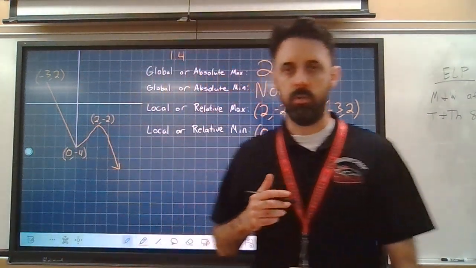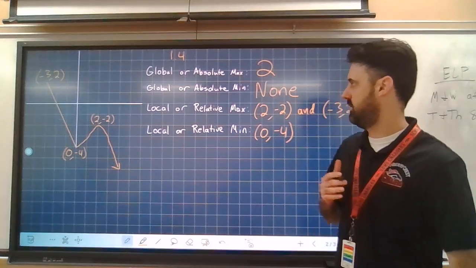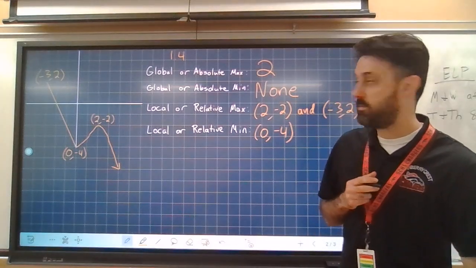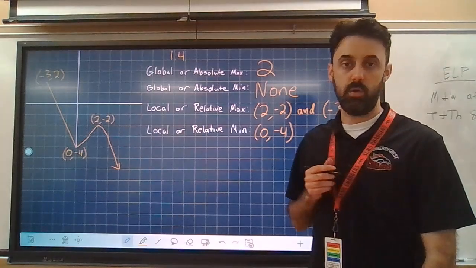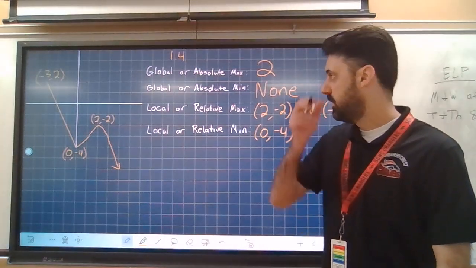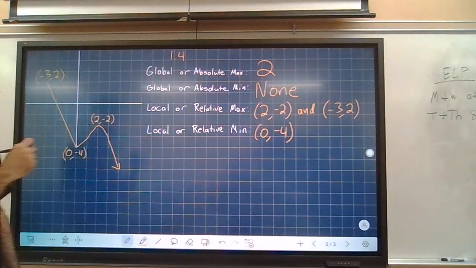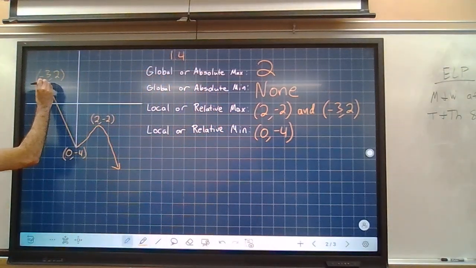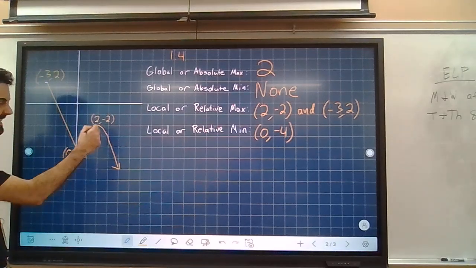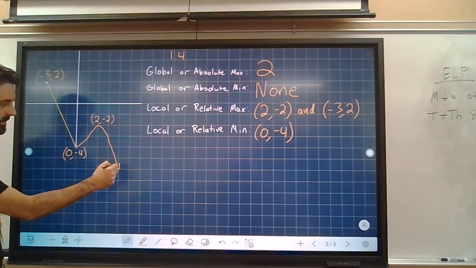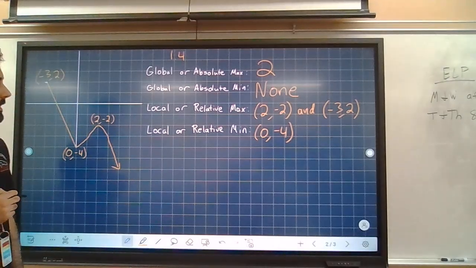All right, guys, section 1.4, we're going to do a quick review of global or absolute mins and maxes and local or relative mins and maxes. So I've got a graph over here. And on this graph, we've got a starting point right here. There's no arrow. We've got a starting point. But there is an arrow on this side, so the graph is going right and down forever.